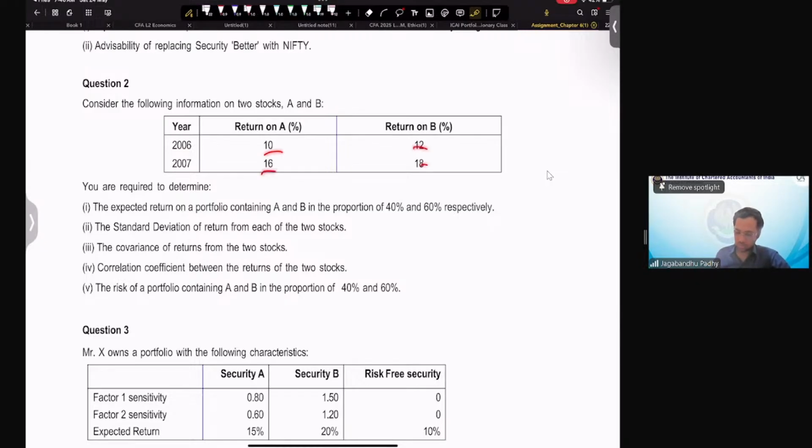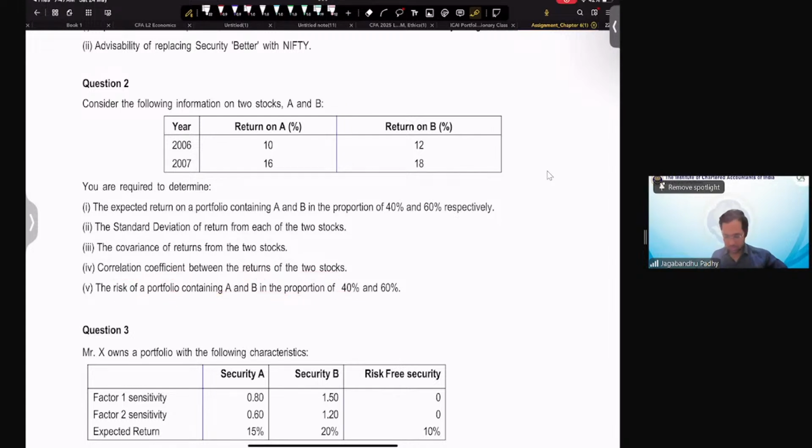We have two returns for 2 years. We are required to determine the expected return on a portfolio containing A and B in the proportion of 40% and 60% respectively. Standard deviation of return from each of these two stocks. We have to compute the covariance on these two stocks, correlation between the returns of the two stocks, risk of portfolio containing A and B in the proportion of 40 and 60.